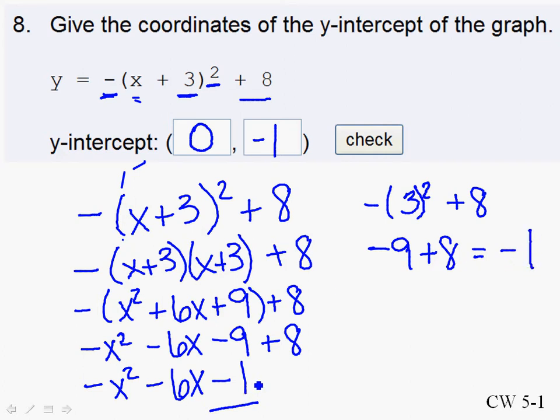without having to convert the entire equation to standard form. Whichever one works best for you is what I want you to do, but you don't have to do the whole thing out. So you still get -1. So -1 is your y-intercept.